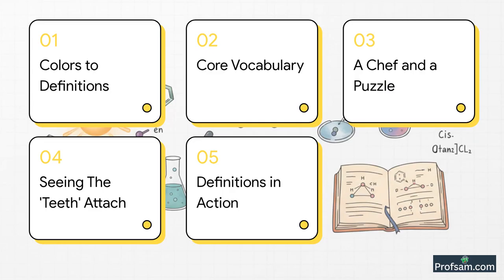So, there's our plan. We will start by connecting that color change to the definitions. Then, we will explain the core vocabulary. After that, we'll use a fun analogy of a chef to make it all stick in your mind. We'll then visualize how these compounds form, and finally, we'll see how these definitions are used in the real world.